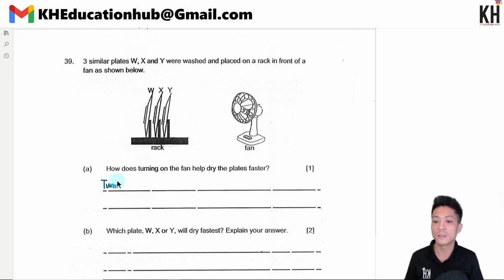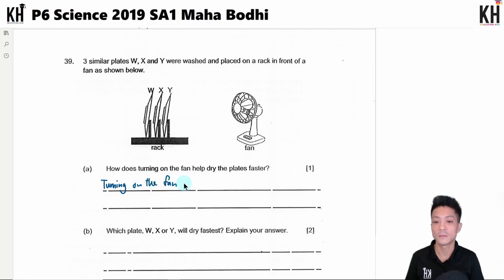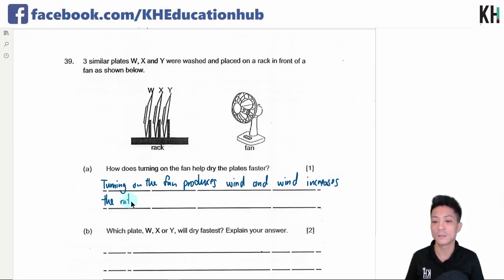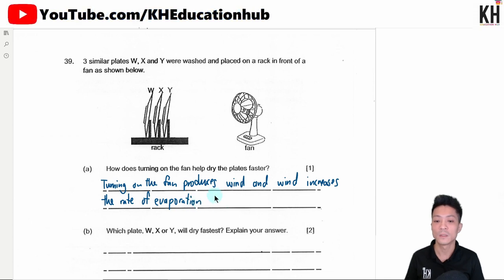Okay, turning on the fan, it produces a wind. And wind increases the rate of evaporation, to help dry the plates faster.